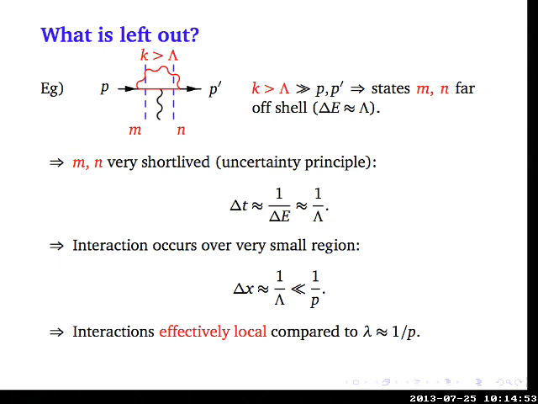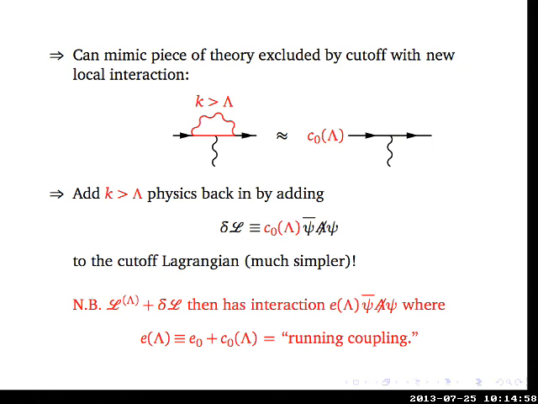And so you can actually mimic whatever that physics is by a point-like coupling. It'll be some number, which depends upon that dynamics. You don't know what it is, but it is some number times that, which means we can add the k greater than lambda physics back into the theory by adding a correction term to the Lagrangian, which is just a local interaction times this number, whatever it is, which if you knew the k greater than lambda physics, you could calculate from this diagram. But if you don't, you just know that it's a number, and you'll have to measure it somehow. So we'll add the physics that we dropped with the cutoff back in, but we can do it by adding a local interaction to the cutoff theory.